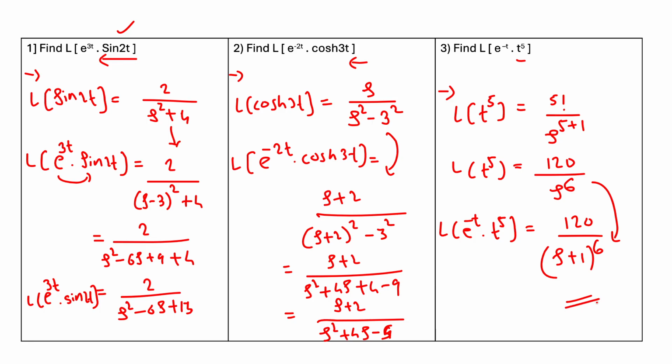So I hope the multiplication by e raised to at property is clear to all of you. What you have to do is find the Laplace transform of the function first, and then just apply the property, meaning you have to replace s by s plus a or s minus a, as per the condition.